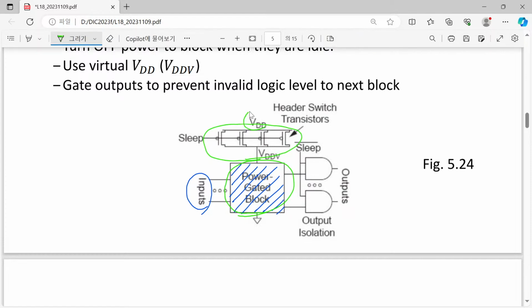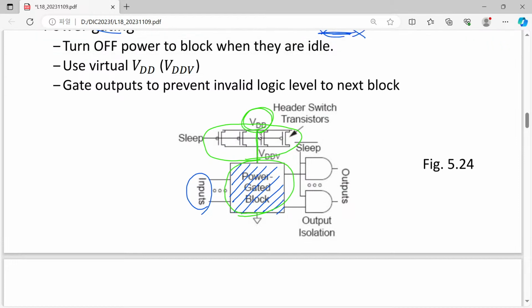So here we have VDD. This is just a normal VDD, and if you just connect this VDD and the power rail for our block, then it will be operated in a normal way. So how can we achieve this one?